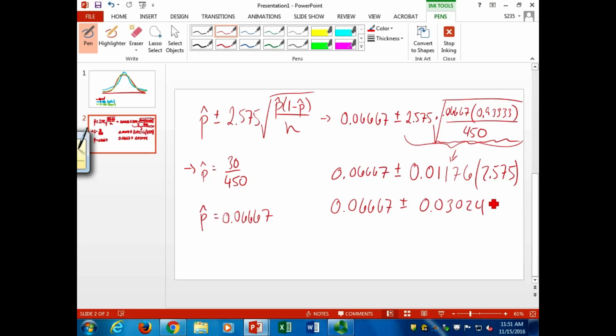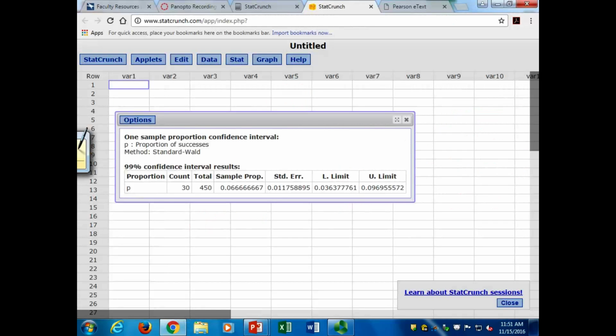Something like that. So then add and subtract that. That should be able to get you to these limits. So it looks like the actual answer would be 0.036 up to 0.097.